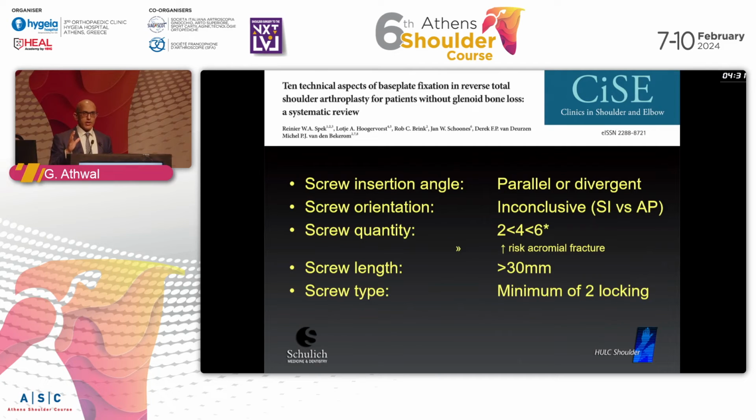Screw length, they found that with your superior and inferior screws, there should be a minimum of 30 millimeters, and screw type, they felt that there should be a minimum of 2 locking screws. So this is their appraisal of the literature on reverse shoulder arthroplasty, and I'll tell you, they did a comprehensive appraisal. The reference section on this paper was unbelievably long. So they looked at every possible paper out there.